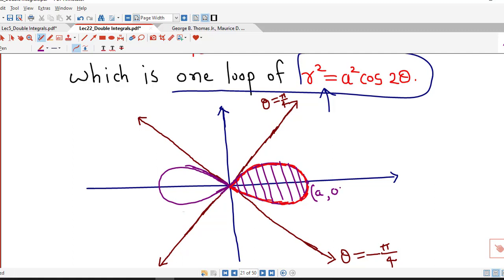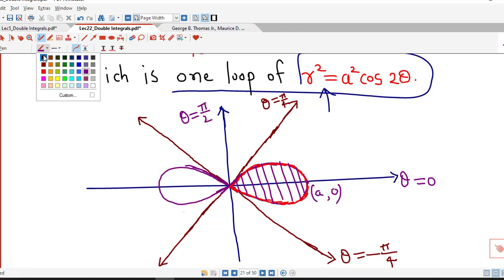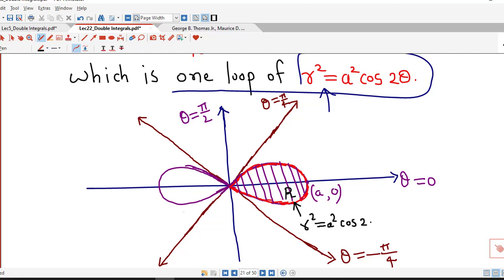This point is a, 0. This is the x axis represented by theta equal to 0. This is theta equal to pi by 2. So we have sketched the region of integration, and this is the graph of r square equal to a square cos 2 theta. So now we decide the limits of integration.